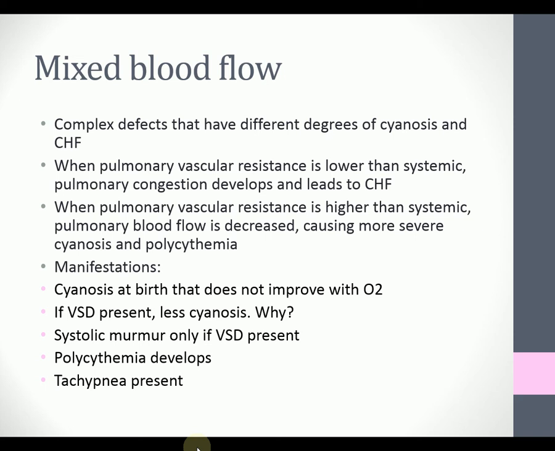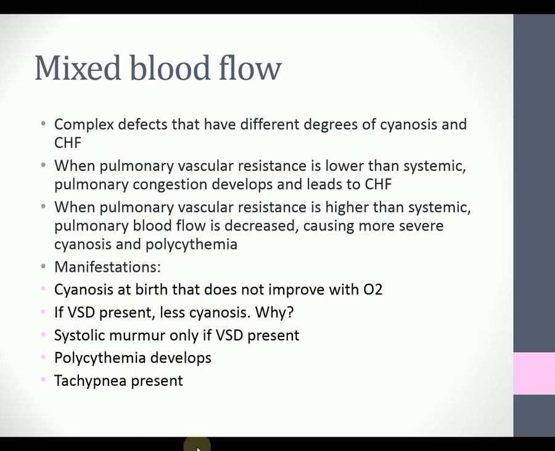So when the pulmonary vascular resistance is lower than the systemic system, we're going to see pulmonary congestion develop. That's going to lead to our congestive heart failure. If the pulmonary resistance is higher than the systemic, which means that the lungs aren't allowing as much blood to come into the lungs as they are to the systemic, we have pulmonary blood flow decreased, causing more severe cyanosis and polycythemia. Polycythemia is a bad thing.